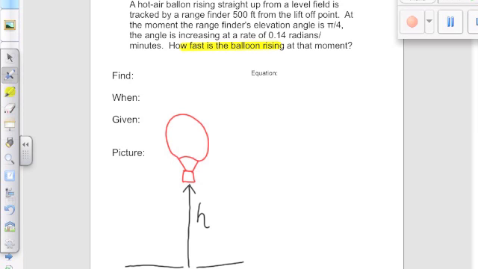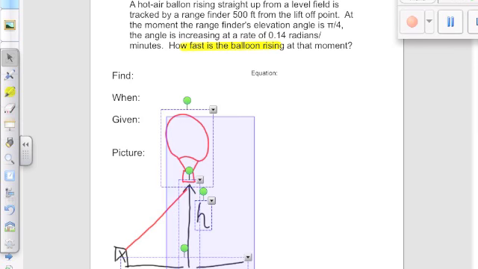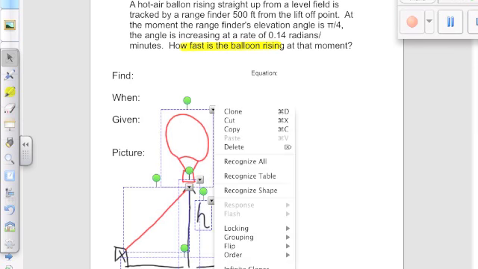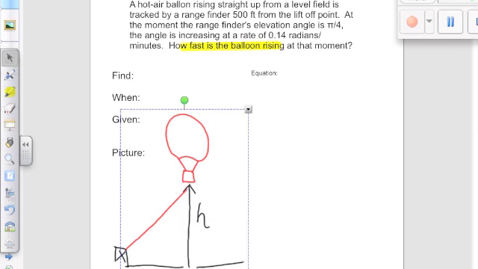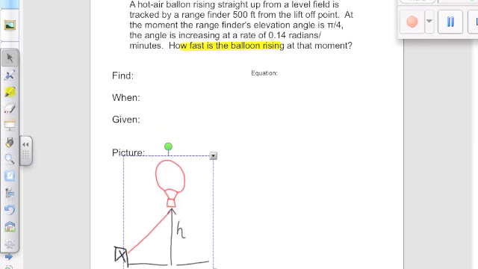I also know that there is a rangefinder somewhere over here, so I'm just going to mark it right here. That's actually scoping out to see where the balloon is going to be. So what shape does this look like? Yes, a triangle. So we are going to have to do some kind of trigonometry for this problem. Let me just move my picture over here, and I'm going to make this smaller so I can make room for all our other information.